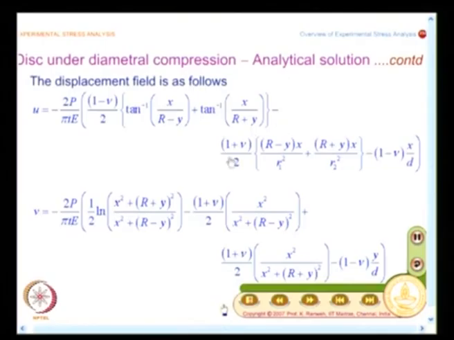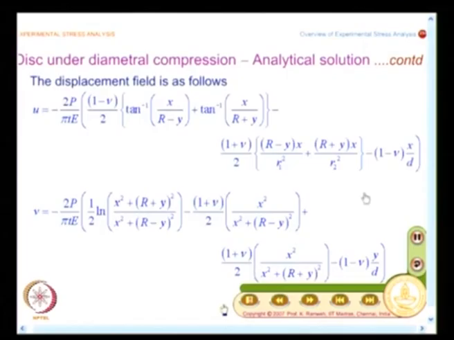Then you have a minus of (1 plus nu) divided by 2 into ((r minus y) x divided by r1 squared plus (r plus y) x divided by r2 squared) minus (1 minus nu) x by d. And on similar lines, you have a long expression for the v displacement; you have a term with natural logarithm of (x squared plus (r plus y) whole squared) divided by (x squared plus (r minus y) whole squared), and the expression goes like this.